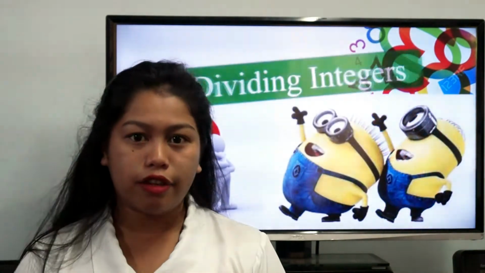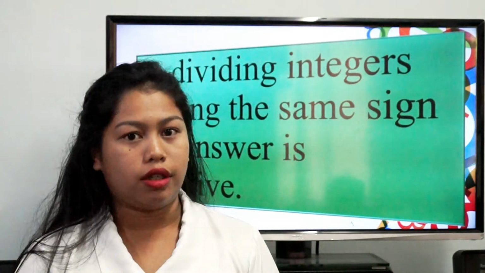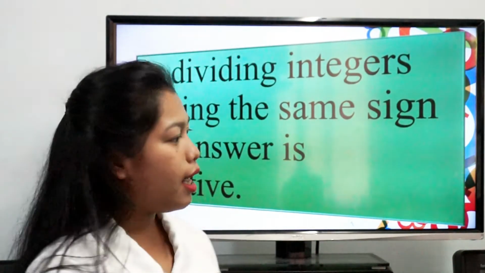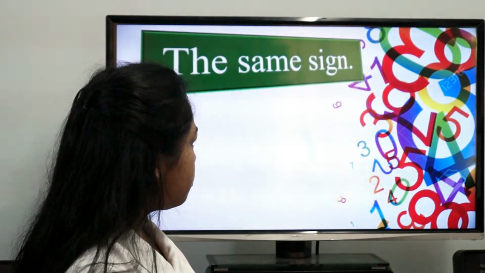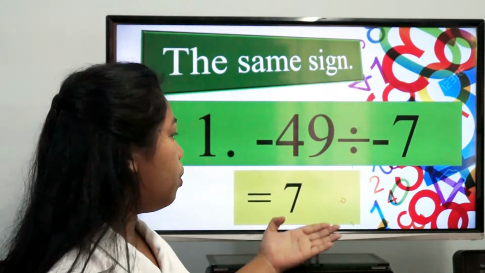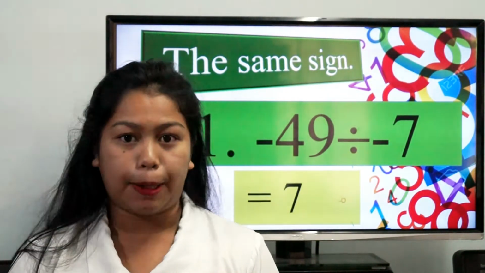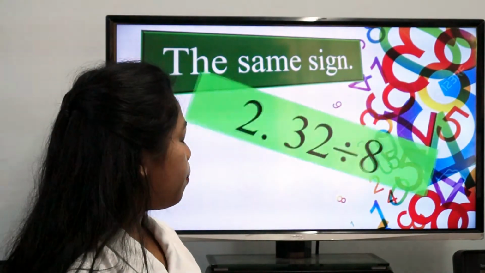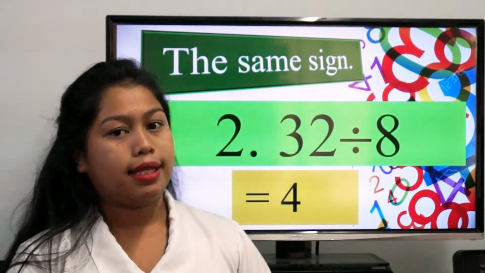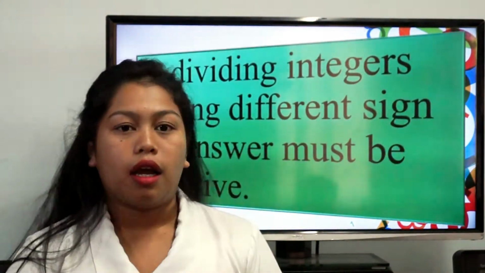And lastly, the division of integers. Just like in multiplying integers, when the sign is the same, the answer must be positive. Example: negative 49 divided by negative 7 is equal to positive 7, since they have the same sign. Another example is 32 divided by 8 is equal to 4, since they have the same sign.